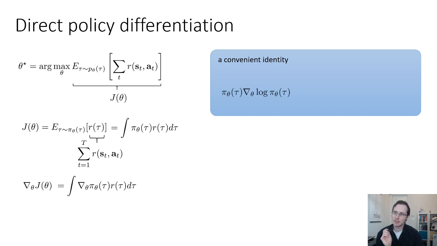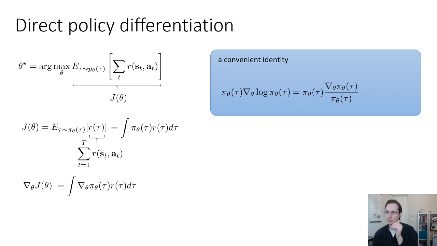If you have pi theta tau times the gradient of log pi theta tau, you can apply the standard formula for the derivative of a logarithm, and that turns into pi theta tau grad pi theta tau divided by pi theta tau. That's because if you take the derivative of log of f of x with respect to x, that's just 1 over f of x times df dx. So that's where you get this formula.